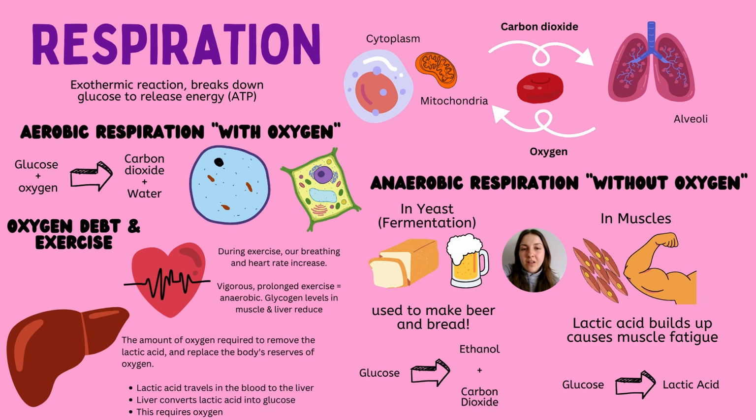So during exercise, our breathing and heart rate will increase. With prolonged vigorous exercise, glycogen stores will actually be broken down in the liver and muscle and essentially produce glucose. This can help us to keep that supply and demand that is needed by our working muscles. In the case of higher combined students and triple students, you'll need to know about oxygen debt. This is essentially the amount of oxygen that's required to remove the lactic acid and replace the body's reserves of oxygen.